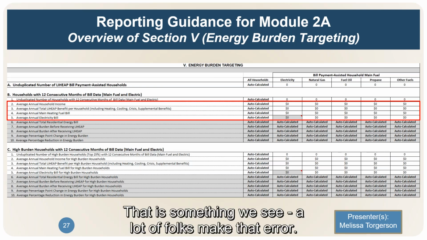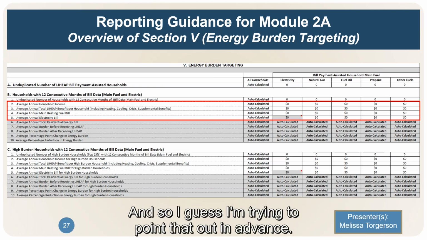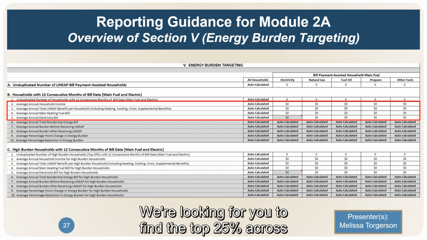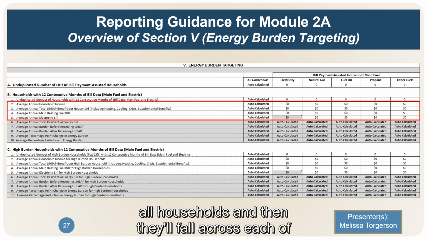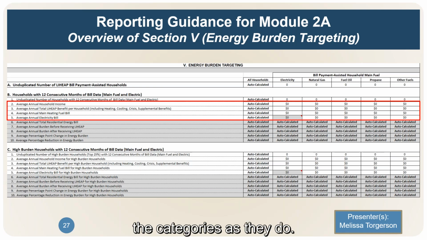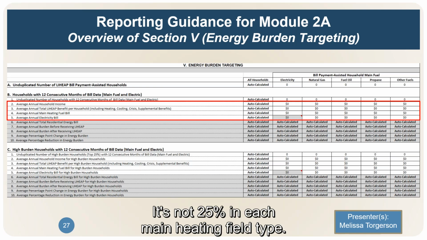That is something we see a lot of folks make that error. And so I guess I'm trying to point that out in advance. We're looking for you to find the top 25% across all households. And then they'll fall across each of the categories as they do, not 25% in each main heating fuel type.